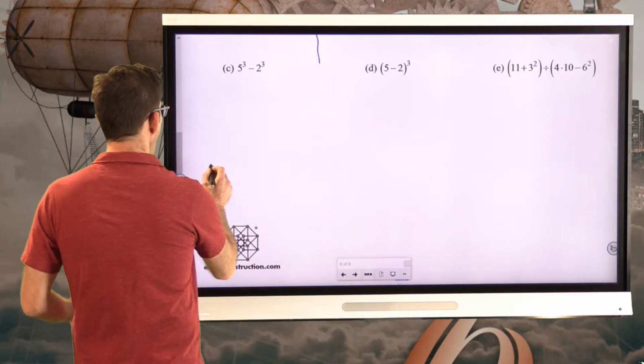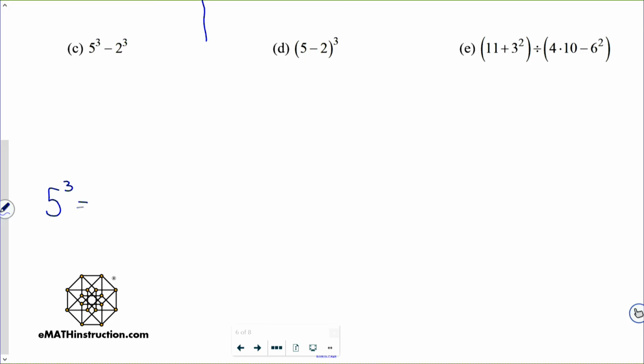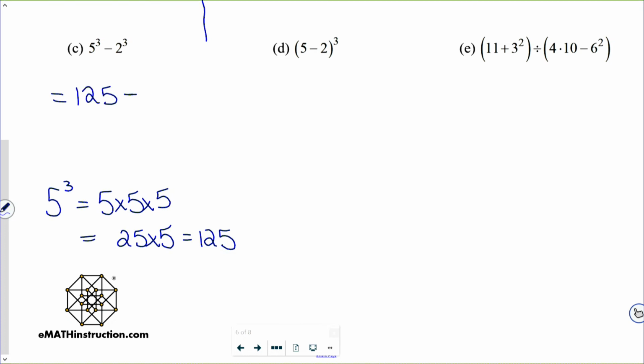And again, if I don't know what 5 cubed is, over on the side of my paper I might do something like this: multiply the first 2 5s, get 25, multiply by 5 again, and I get 125. We just did 2 cubed, so I won't rewrite that out. And then I do 125 minus 8, which gives me 117.